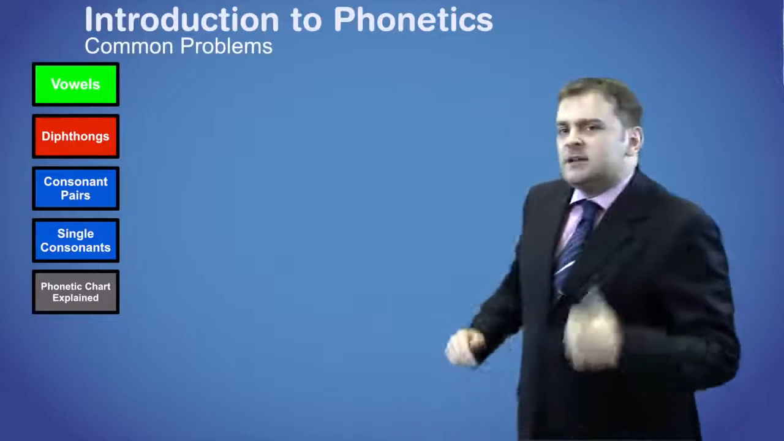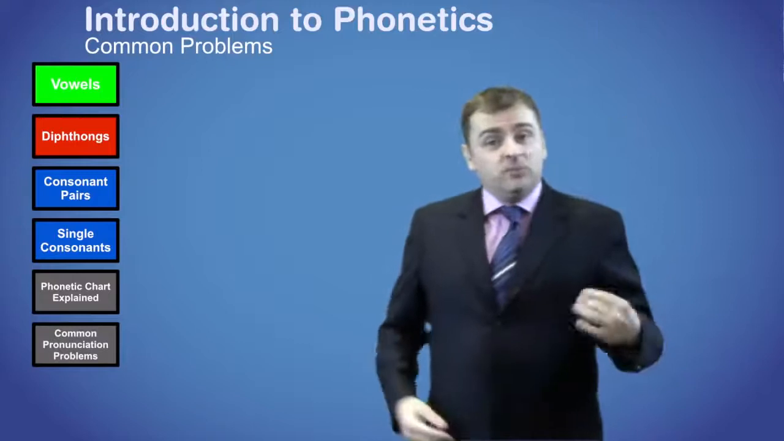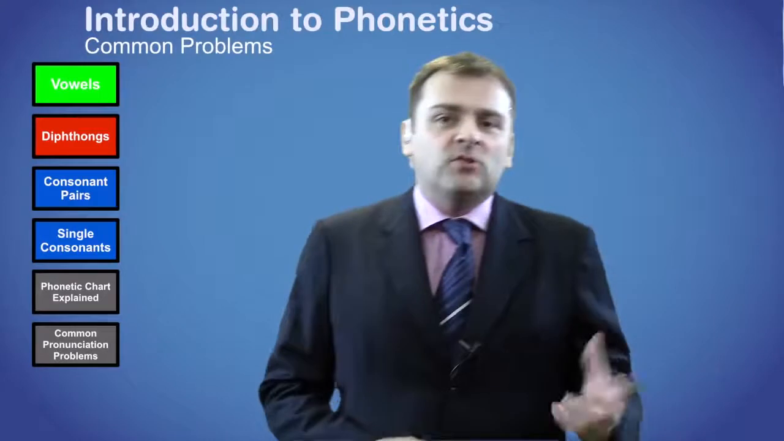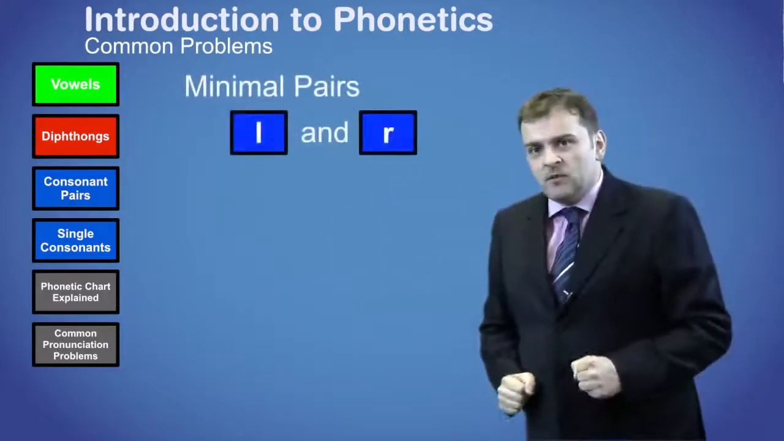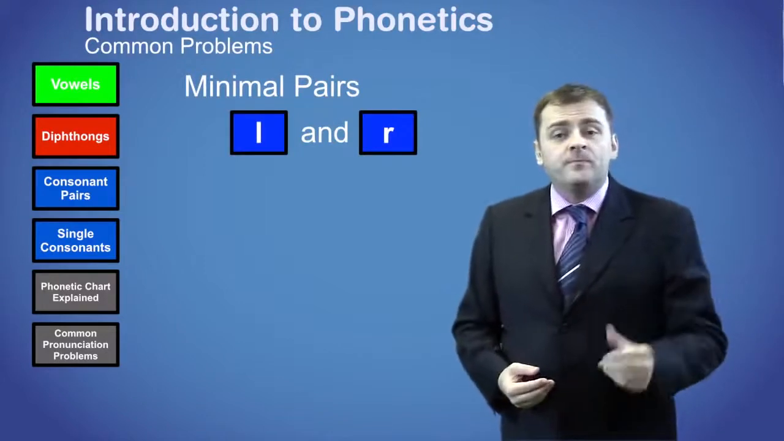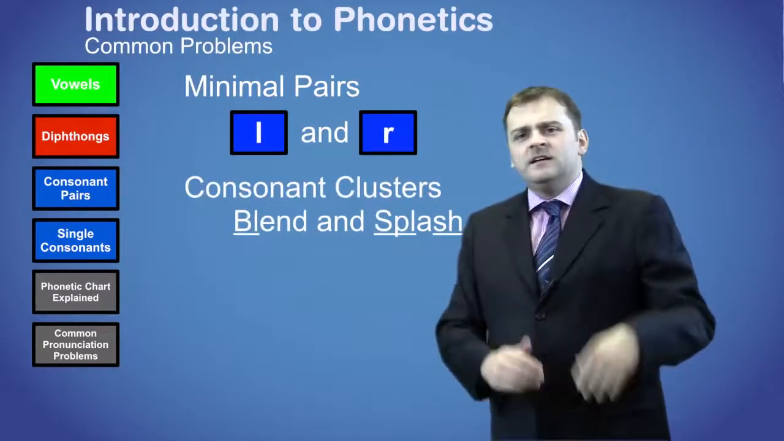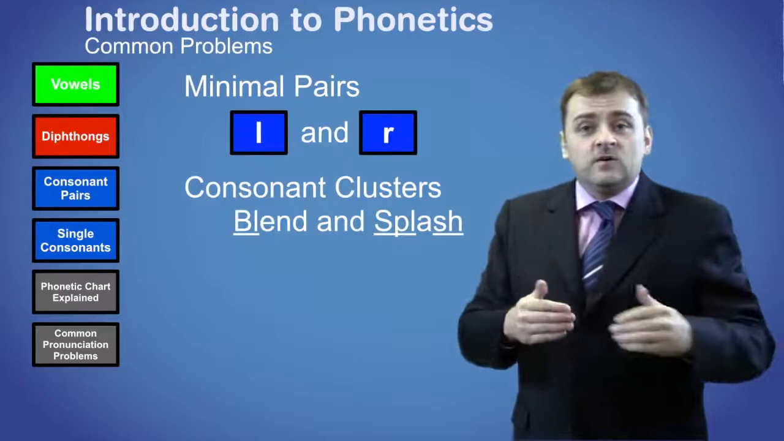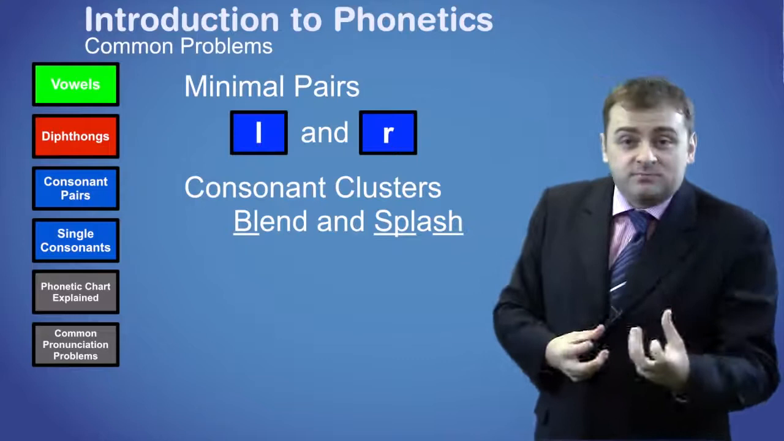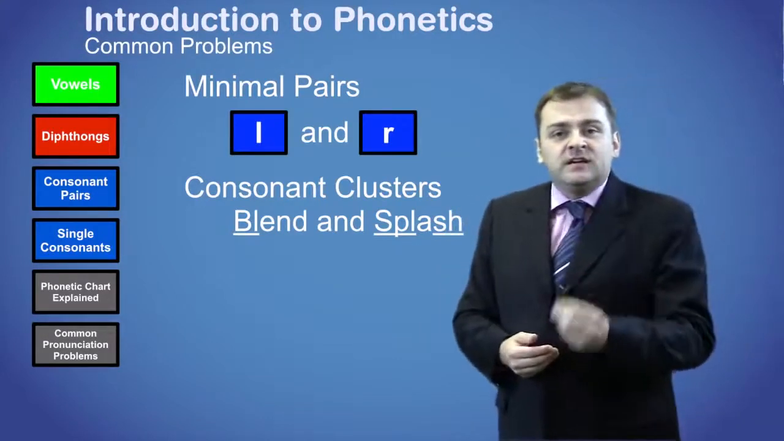We've also made a video summarising the most common errors that people make with pronunciation. If you're having problems and you want to improve, why don't you have a look? You'll probably find something that will help you. We talk about minimal pairs, which are when two sounds are often confused, like L and R. Consonant clusters. This is when there are several consonants together without any vowels and that produces a sound that can be difficult to pronounce, like bl in blend and spl in splash.